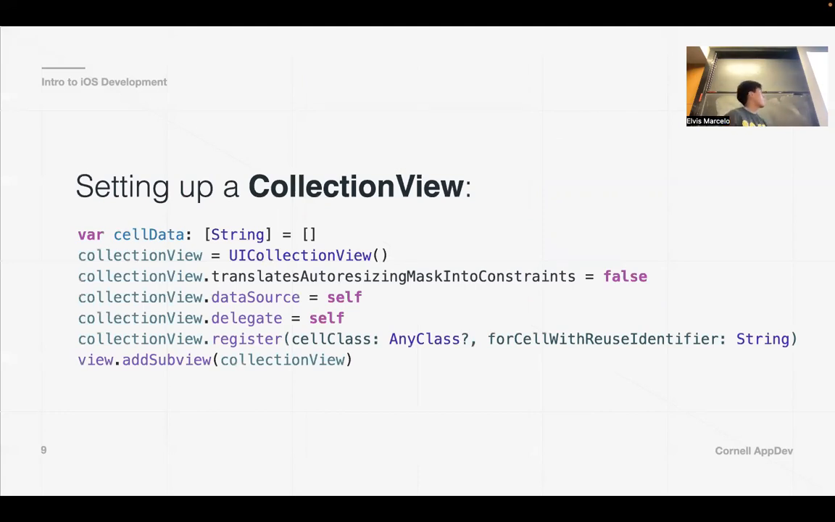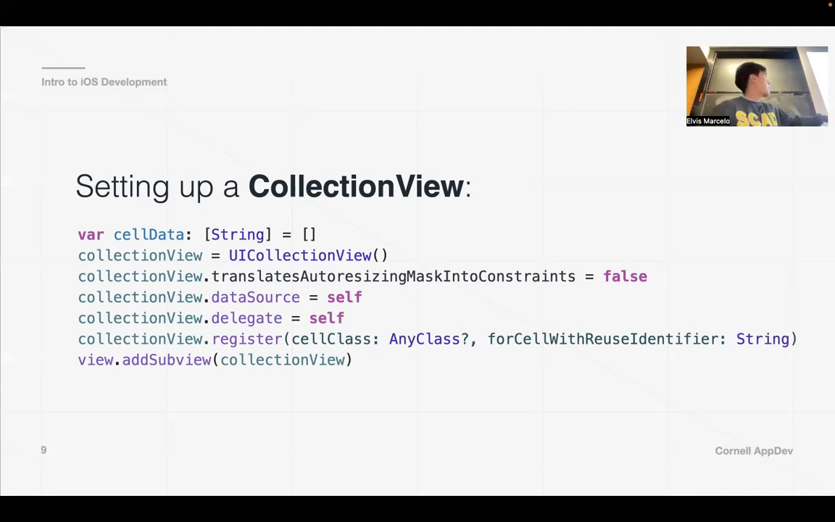And this is how you actually set up a collection view. You could have some data called cell data that could be of type anything really. In this example, I'm using a string. You could create your collection view by calling a UICollectionView object with the parentheses. And you do all the normal stuff. You set translatesAutoresizingMaskIntoConstraints to false. You set the data source and delegate to be the view controller that you create them in. You register some cell class for some reuse identifier. And then you add that all to the subview.